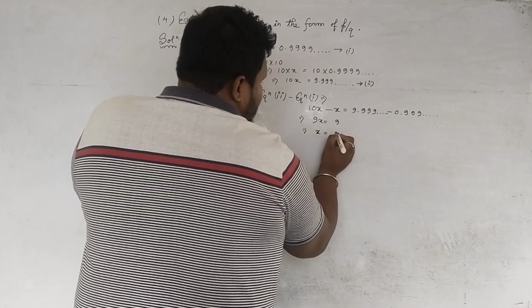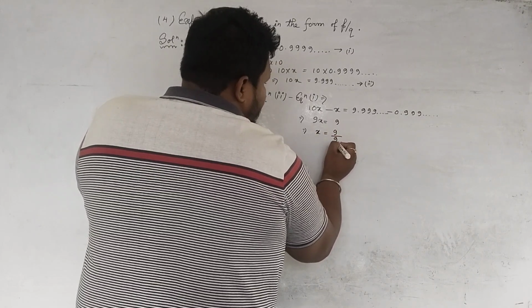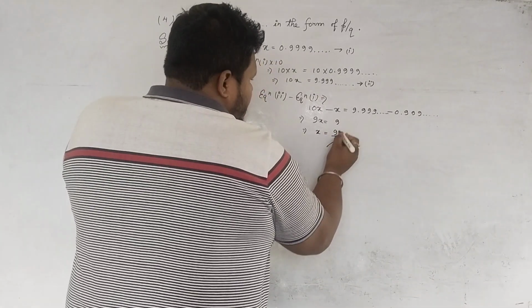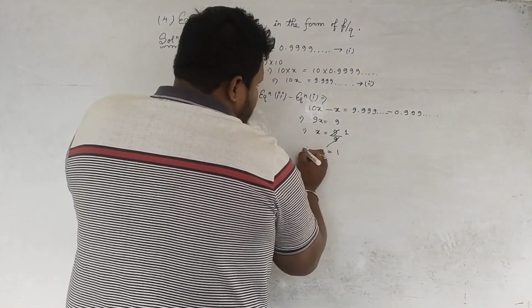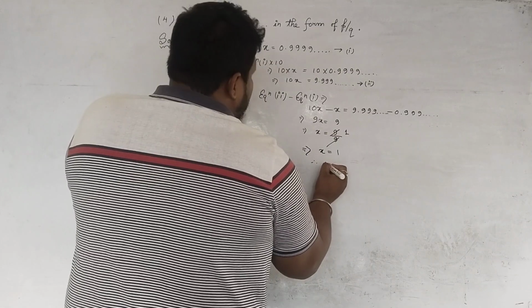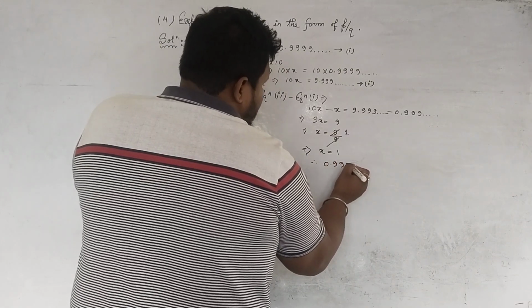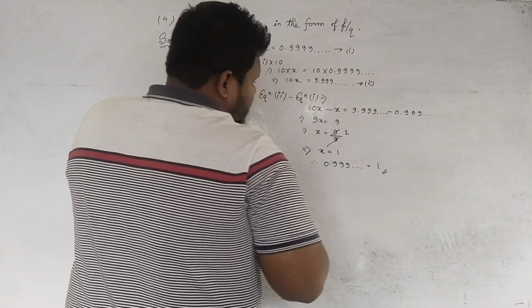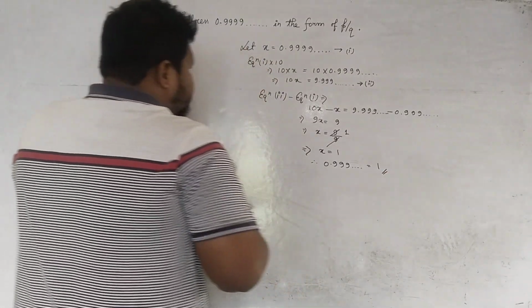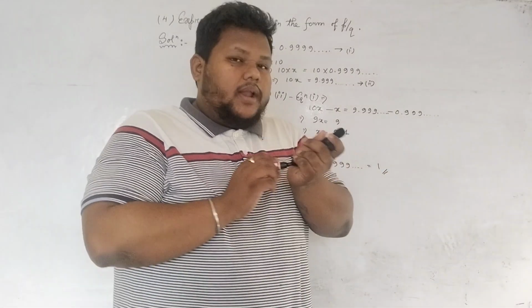So if I send the 9 that side, it will be 9 divided by 9. 9 ones are 9. So what is the value of x? 1. Instead of x, I can write 0.999... is equal to what? What is the answer? 1. I hope it is clear. Let us move to the next sum.